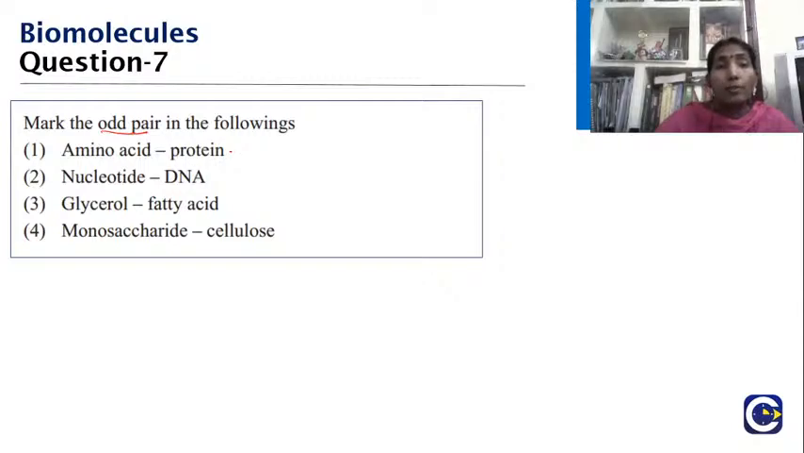So what should be your answer? We all know proteins have a basic unit. What is the basic structural unit of any protein? It is the amino acid. And the nucleotides, that is the deoxyribose sugar with the nitrogenous bases and phosphate, form the nucleotide, and that is how the DNA is structured, helically, that concept we know. What about the monosaccharides? They are the basic unit of cellulose. So here the glycerol and fatty acid is the odd pair.